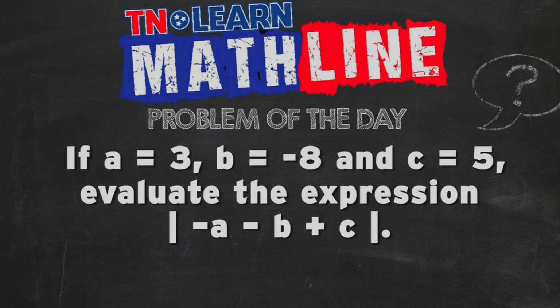If A equals 3, B is equal to -8, C equals 5, we're going to evaluate the expression, and here's the absolute value bars, folks. Opposite of A minus B plus C, and we want to do that as one big clump and then take the absolute value of whatever we come up with inside there. So again, A is 3, B is -8, C equals 5, and we're going to try to evaluate this expression of opposite of A minus B plus C with absolute value bars encircling it.